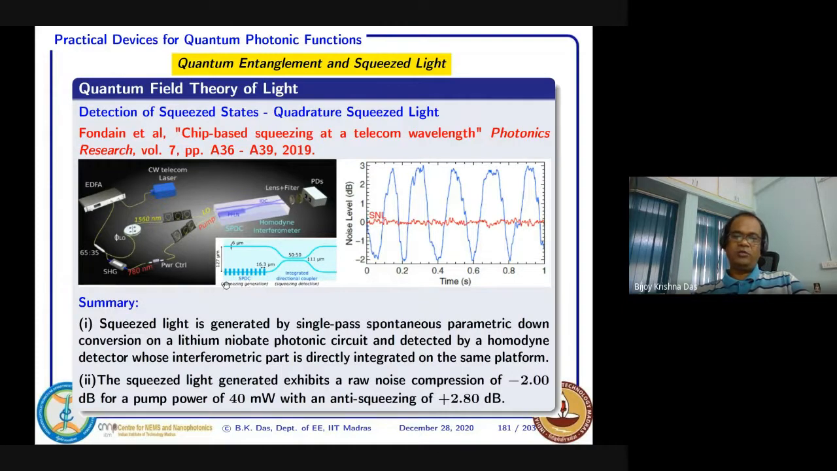I'm not going into this much details. A lot of research interest is there and a lot of literature available for periodic poling things. We also did some research here in IIT Madras and elsewhere. So it will actually generate this quadrature squeezed light.